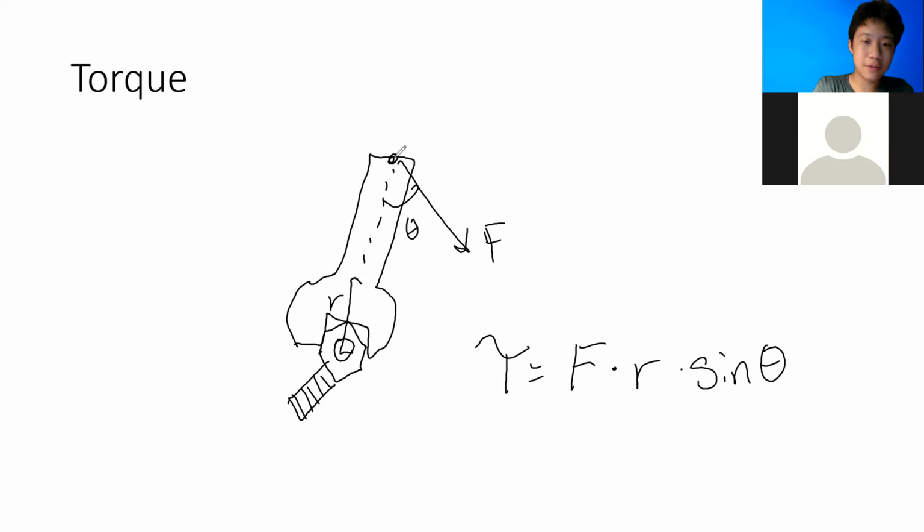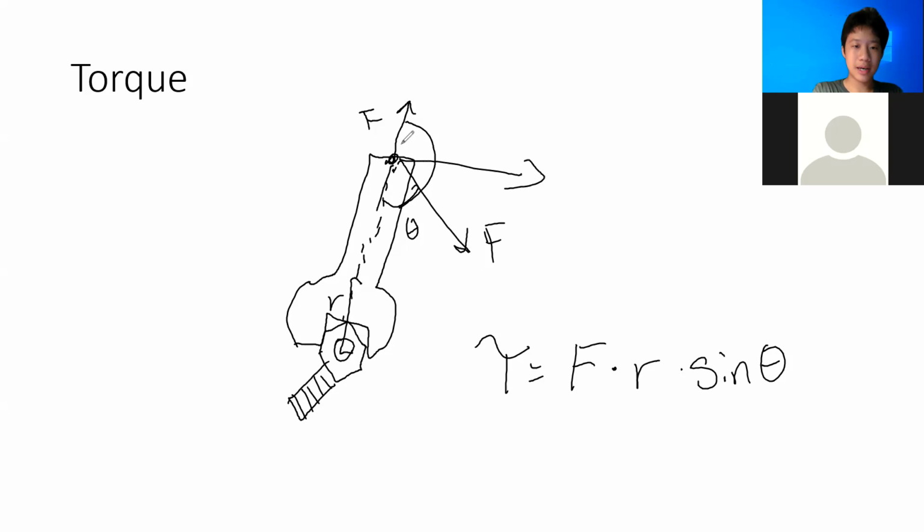So as you can see here, if we were to apply this way, then theta would be 180 degrees. And the sine of 180 is zero, and we would have zero torque. Okay, and similarly, if we were to apply at a right angle, sine of 90 is one. So we get the maximum torque at a perpendicular to basically the lever arm.